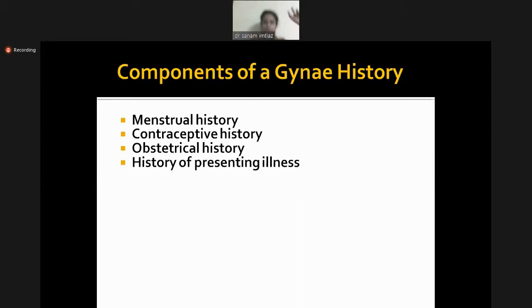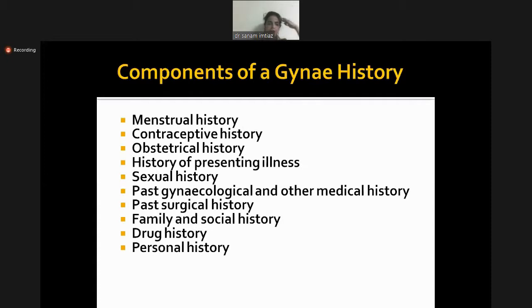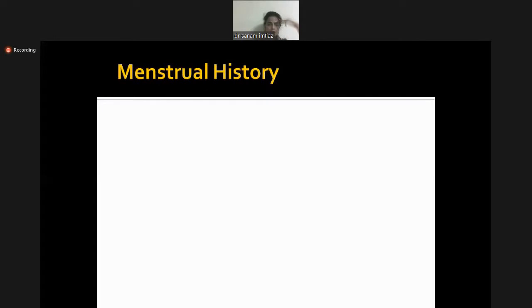In obstetric history, you don't have to get into the details of the chronological order and you don't have to write in detail, where, when, how; that's not required when you talk about gynae history. Then history of presenting complaint, we all know that, sexual history, past gynecological and other medical history, past surgical history, family and social history, drug history, personal history, bladder and bowel dysfunction, socioeconomic history. So all these are general things.